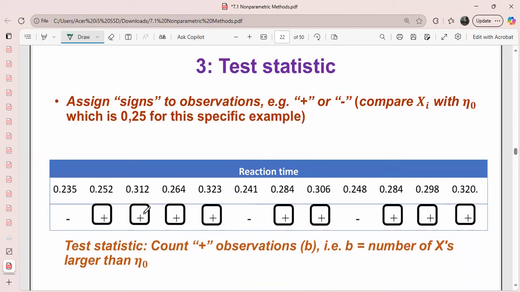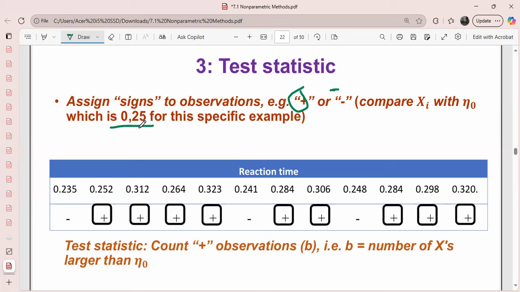This is very important. Remember, to get the value of B, we look at the values that are larger than the population median. Our population median is 0.25. So those values that are larger than the population median, we will assign as plus. Then the ones that are less than, we assign as minus. Then, to get the value of B, we start counting the values that were assigned as plus. How many values? 1, 2, 3, 4, 5, 6, 7, 8, 9, 10, 11, 12, and so on.